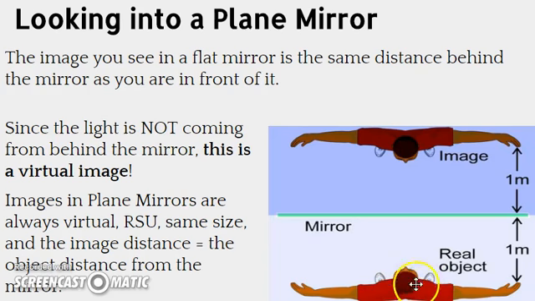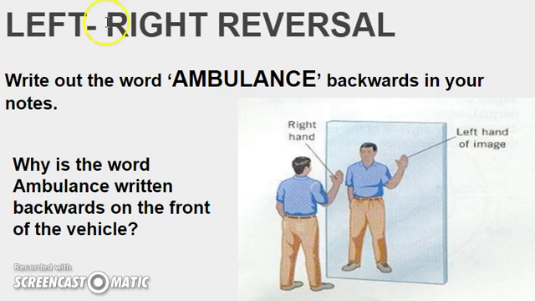Here's an individual looking into a mirror, who sees a virtual image over here. Images in plane mirrors are always virtual, always right side up, always the same size, and the image distance equals the object distance from the mirror. So if you're standing 1 meter away from the mirror, your image is going to appear 1 meter behind the mirror. In other words, your virtual image is going to appear 2 meters away from you. The key difference looking into a plane mirror is that it has left-right reversal.